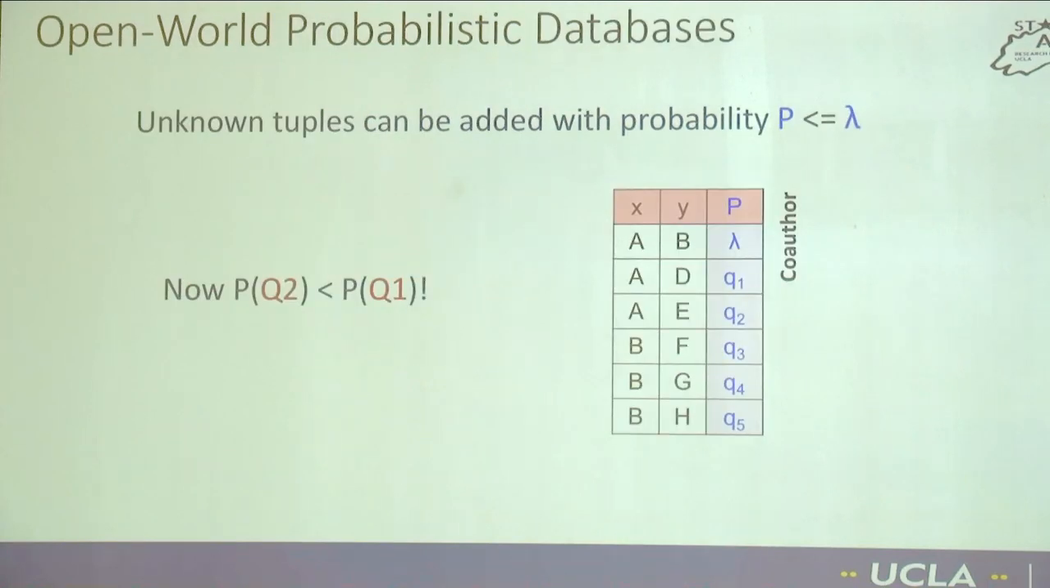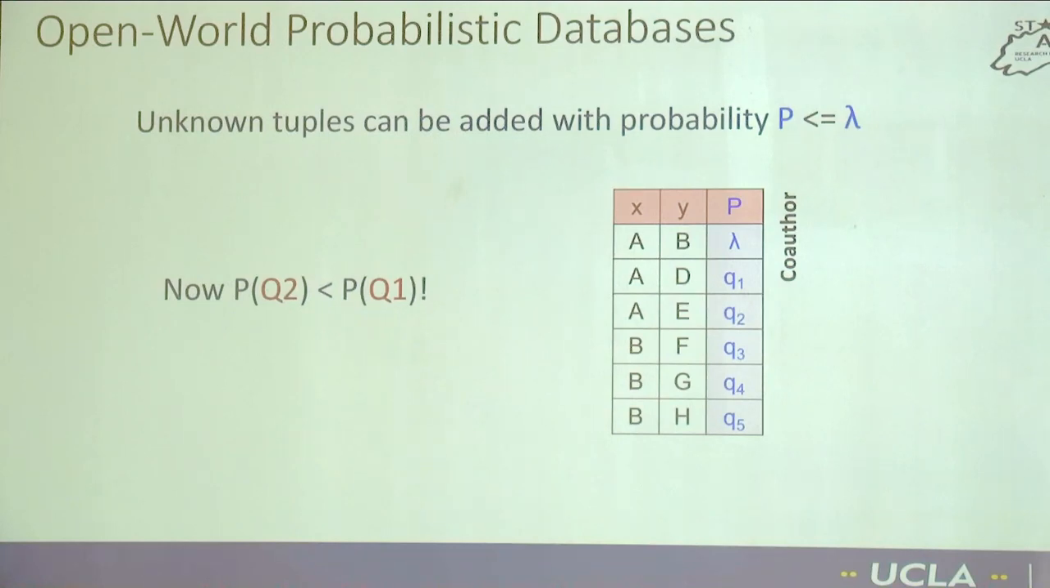And the solution, like you talked about, was to use these open world probabilistic databases, which is basically where you say that anything you don't know about could have a probability less than or equal to some lambda. And now you get the results that you want in terms of those two queries.